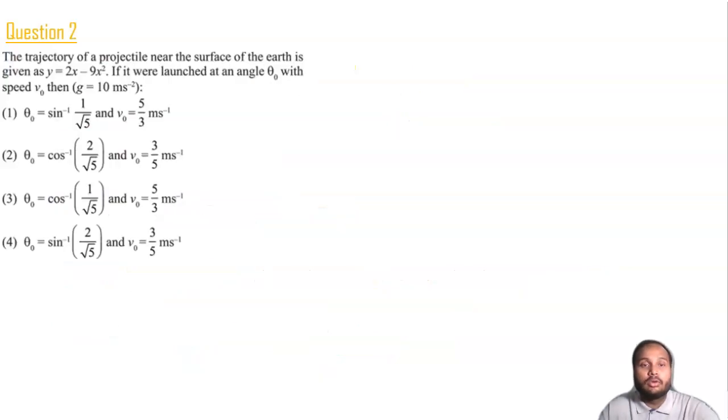This question is based on the trajectory of a projectile, that is the equation of trajectory, and it was asked in JEE Mains. It is a PYQ. Fine. So what is the question? Let us see. It is given that the trajectory of a particle near the surface of the earth is given as y equal to 2x minus 9x square. Fine. If it were launched at an angle theta naught with speed v naught, then we have to say which of the following is the correct answer. We have to take the value of g as 10 meter per second square.